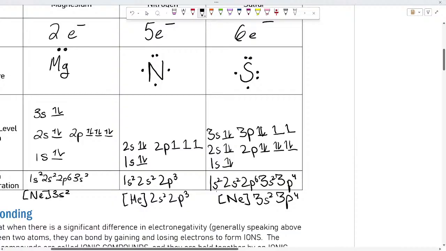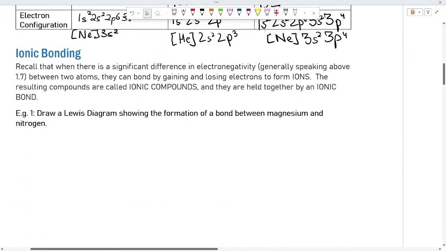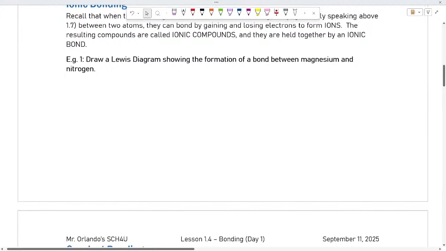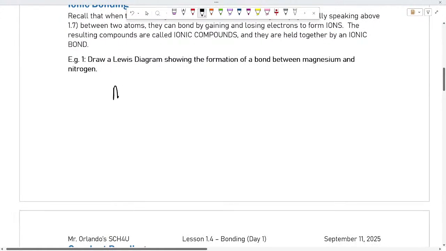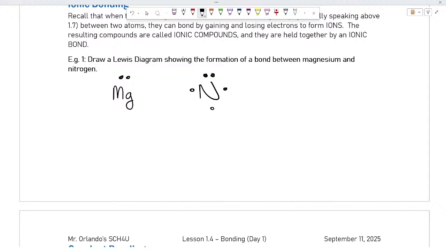How does bonding happen? Well, again, magnesium and nitrogen will form an ionic compound. And we don't really need to say much about that. Magnesium has how many electrons in its outer shell? 2. And nitrogen has how many in its outer shell? 1, 2, 3, 4, 5, right? And how will they form a bond? Do they share? Is magnesium rich enough to share? Nah. So what kind of bond are they going to form?